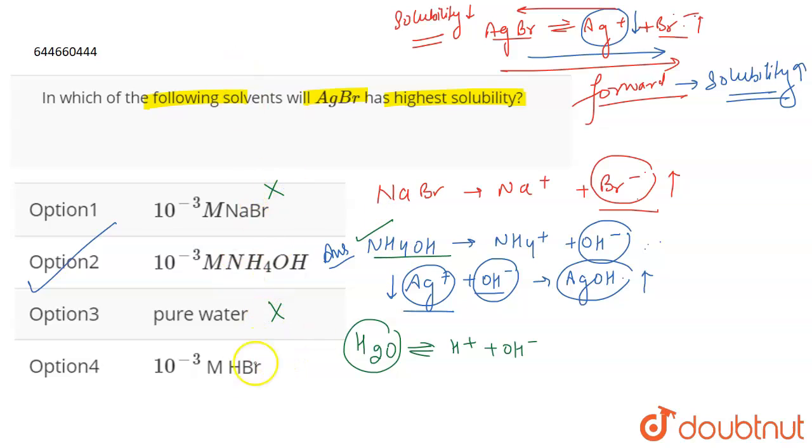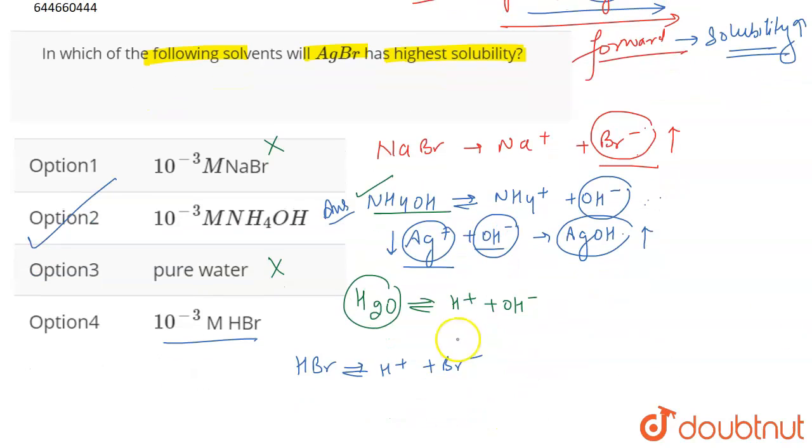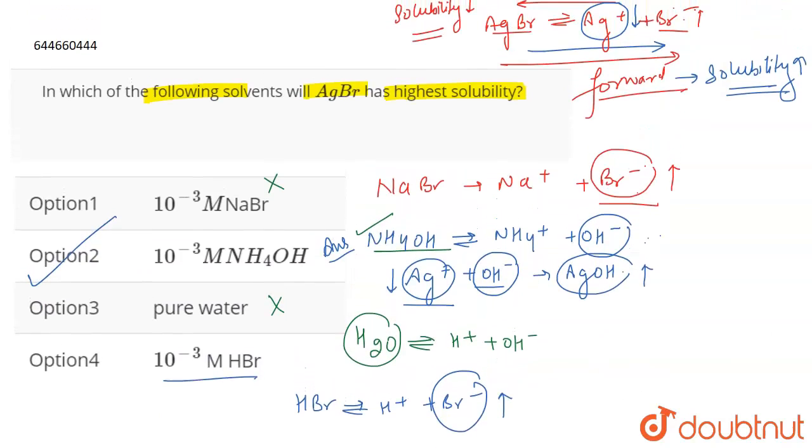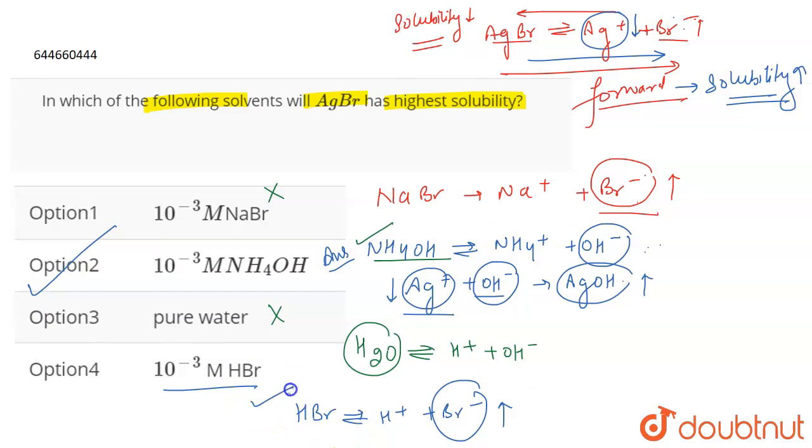The next is HBr. When HBr dissociates, it gives H plus and Br negative. So again, what is happening here? The concentration of Br minus ions is increasing as it is dissociating. Why is it increasing? Because we are getting Br negative from HBr and we already have Br negative in this reaction. As the concentration of Br negative is increasing, to counter the change according to the Le Chatelier principle, again the reaction is going to become backward. So the solubility is going to decrease in this case. Therefore, this also cannot be the answer.